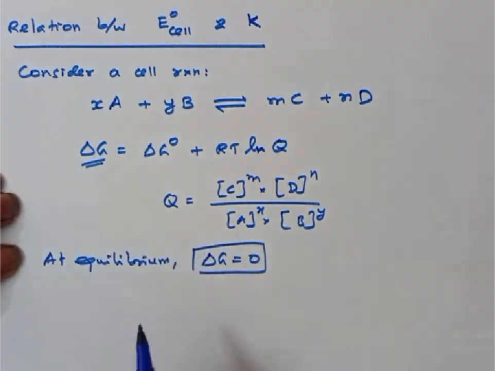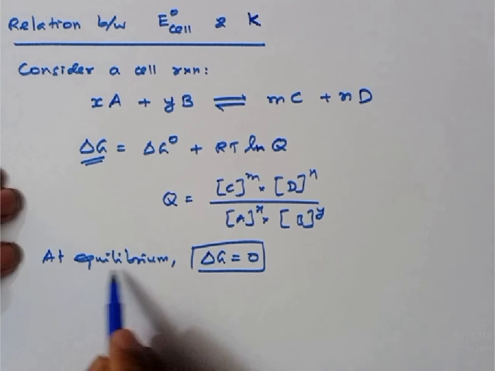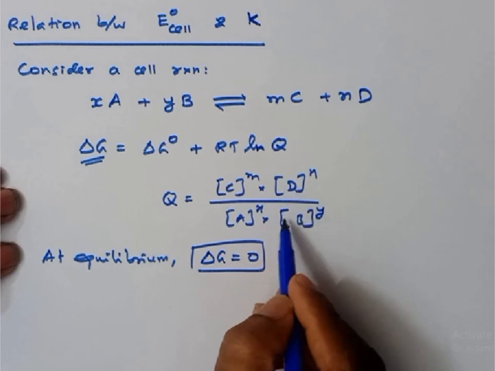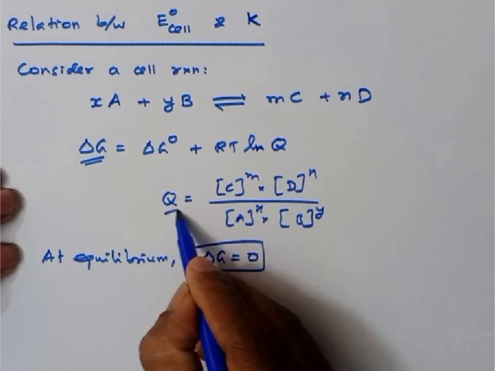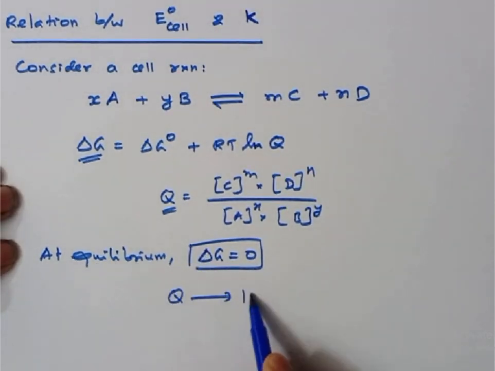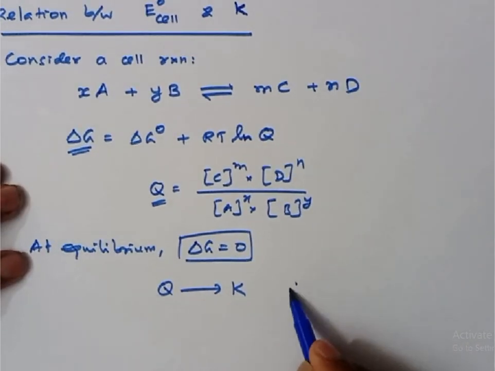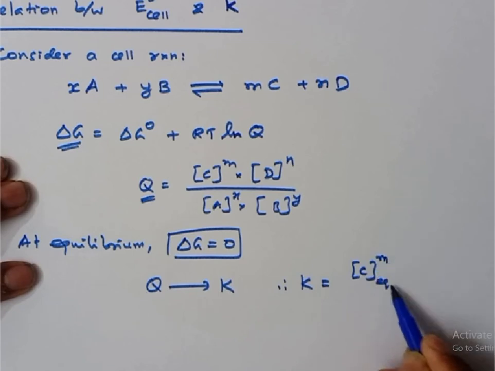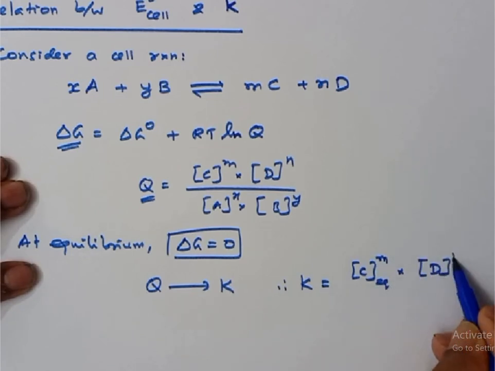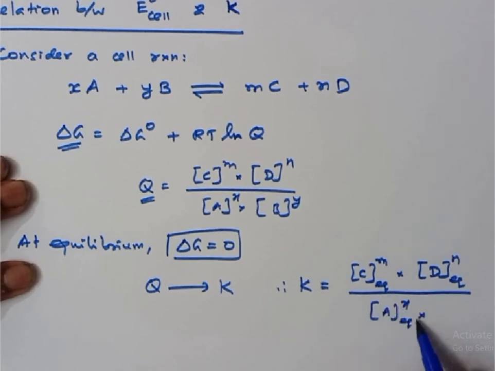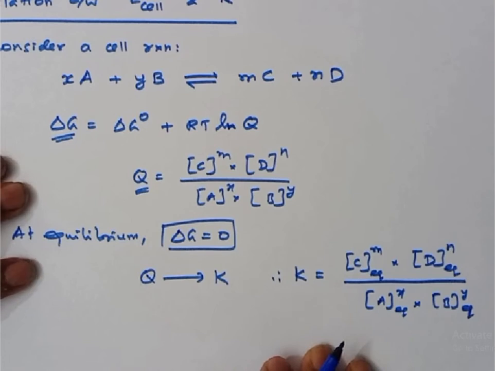Now, if I substitute this value here, and one more point, at equilibrium these concentrations become equilibrium concentrations. When you put equilibrium concentrations here, then the reaction quotient Q becomes the equilibrium constant. So at equilibrium, Q becomes equilibrium constant K. So what is K? K is equal to concentration of C power m at equilibrium into concentration of D power n at equilibrium divided by concentration of A power x at equilibrium into concentration of B power y at equilibrium. Very important. These are all equilibrium concentrations.